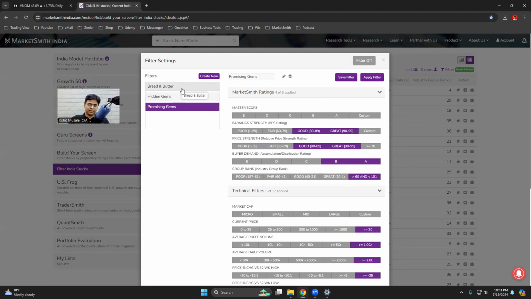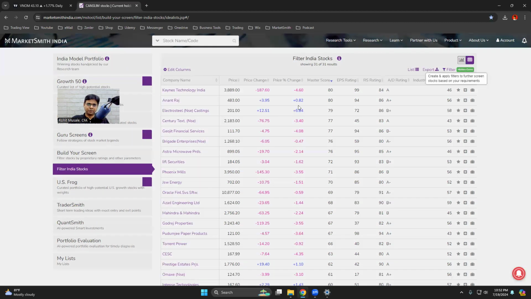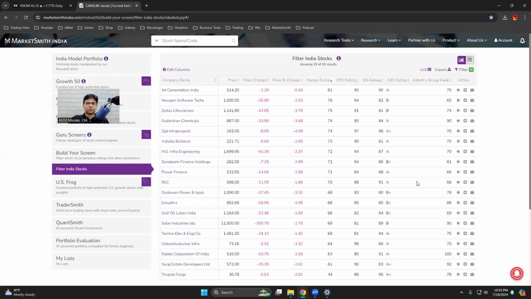So the difference between these three filters is that we are moving down in the industry rank. As you move down, your risk increases, so to compensate for the risk, you play with price and earnings. Bread and butter, you had 74 stocks. For hidden gems, there are 31. So 74 plus 31 is 105. And promising gems, you will have another 20 stocks.